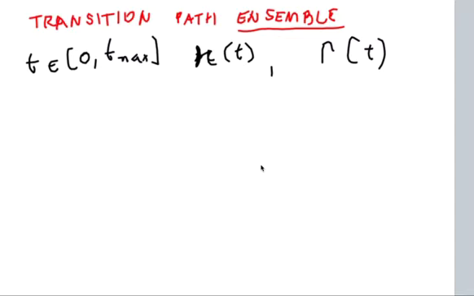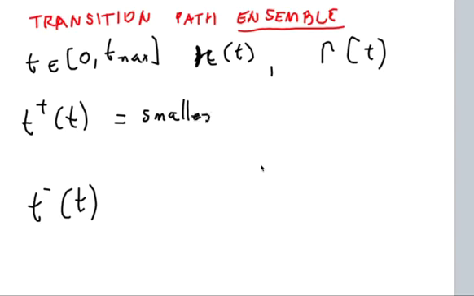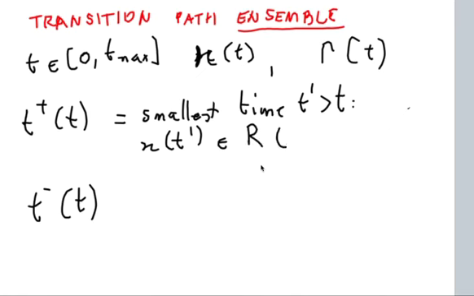But that's not the only observable I can define. I can define non-local observables in time. What is a non-local observable? It's an observable that does not depend on the instantaneous position or phase space coordinate. It depends on the entire history until some given time, or future and past history. And to be specific, let's consider these two times, t plus of t and t minus of t. The first time is the smallest time t prime greater than t, such that x of t prime belongs to either the reactant or the product.